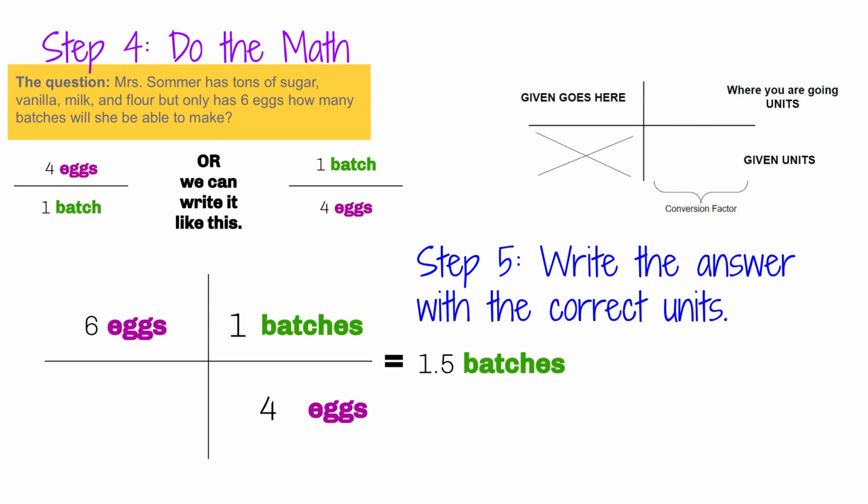Step 4 is to do the math. In this question, Mrs. Sommer has a ton of sugar, milk, vanilla, but only 6 eggs. How many batches can I make? So I can use this conversion factor, or I can use this conversion factor. But look at what we set up during step 2. We had 6 eggs, and we wanted our eggs on the bottom and our batches on top. So we have 1 batch per 4 eggs. So when you do that, 6 times 1 divided by 4, you get 1.5 batches.